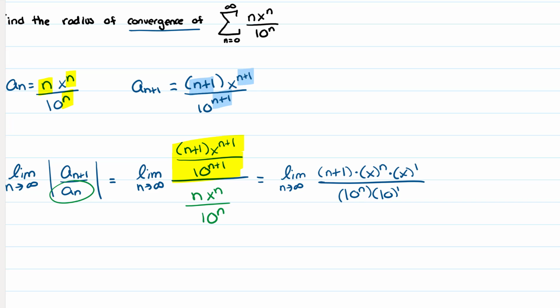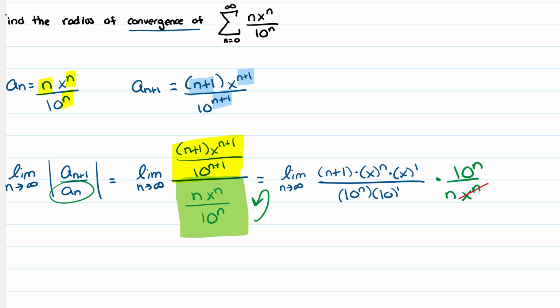So now what we're going to do is take a look at that bottom piece, which was n times x to the n divided by 10 to the n. Because it's a fraction divided by a fraction, we're going to flip that and then multiply. So we're going to multiply by the reciprocal. When we do that, I knew that it was going to cancel, and that's why I split up the numerator. So look at this.